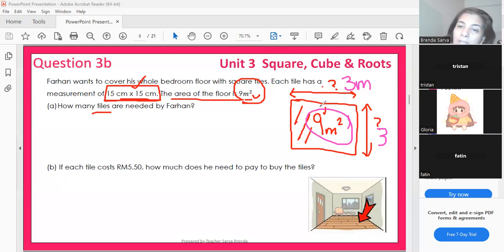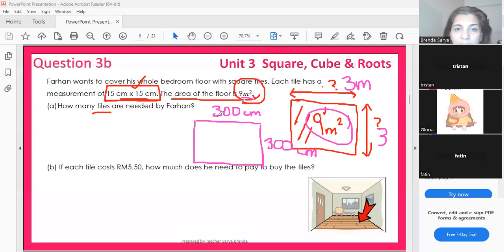Got it? However, now you want to change this meter to centimeter. So now 3 meter is 300 centimeters. And this one is another 300 centimeters. So now your 9 meters squared, if I take 300 multiplied by 300, very simple, is still 9. But you got 1, 2, 3, 4 zeros. And this is centimeters squared. This is your whole room. 90,000 centimeters squared.